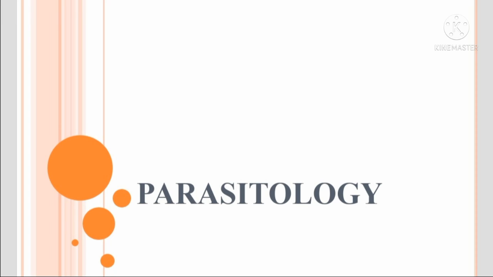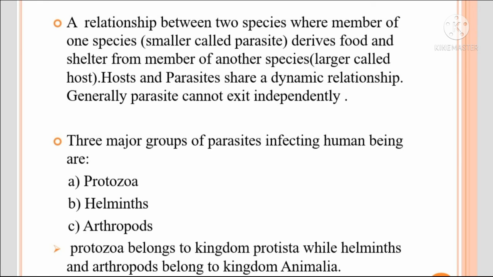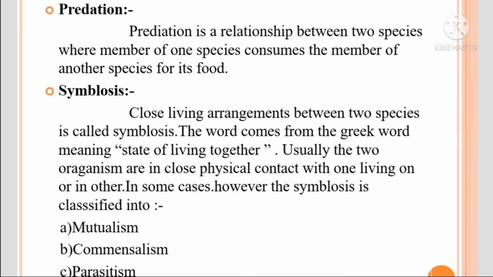Hello everyone. In this video we are going to talk about parasitology, a relationship between two species where a member of one species, the smaller one called the parasite, derives food and shelter from a member of another, larger species called the host. Host and parasite share a dynamic relationship. Generally, a parasite cannot exist independently. Three major groups of parasites infecting human beings are protozoa, helminths, and arthropods.